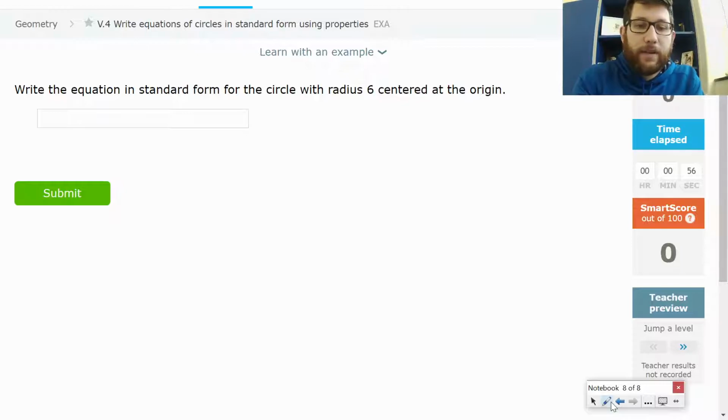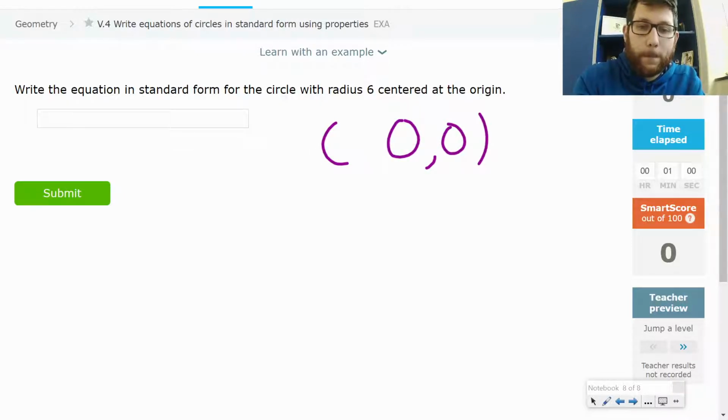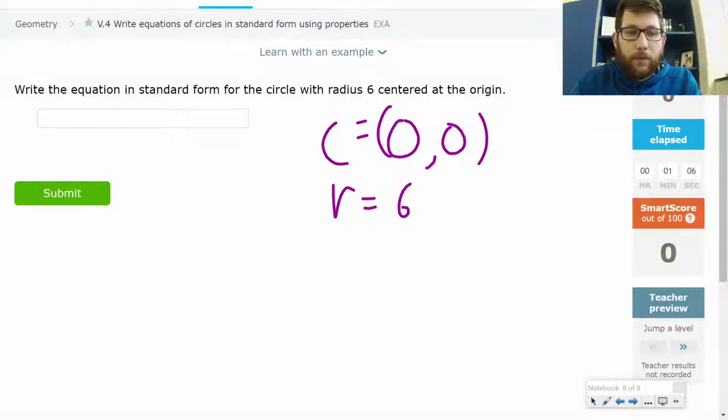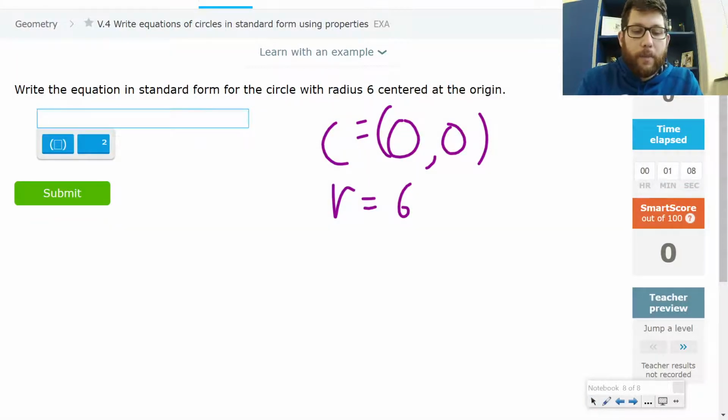So the couple things I need to figure out here, my center is at 0, 0. And my radius is 6. So what I'm going to do is go ahead and start. Remember, my standard form is x minus h squared. So I'm going to start with some parentheses. X minus, now in this case, it's minus 0 squared. And to use a little square, I'm going to hit that button right there.